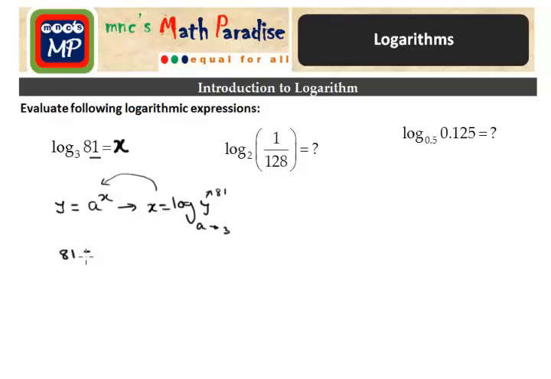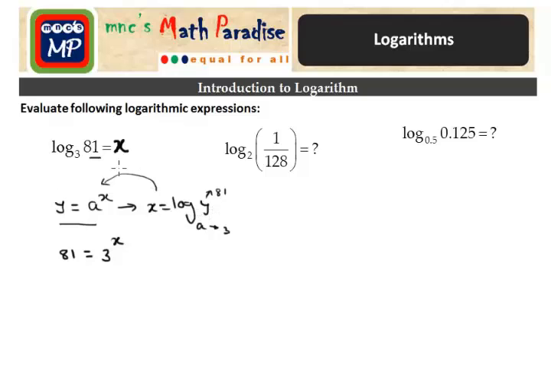81 equals a to the power x. Here the base is 3, so it will be 3 to the power x. That means if we have y equals a to the power x, the exponential form equation, from there we can go to the log form equation by taking the power equals log of this base and this value.